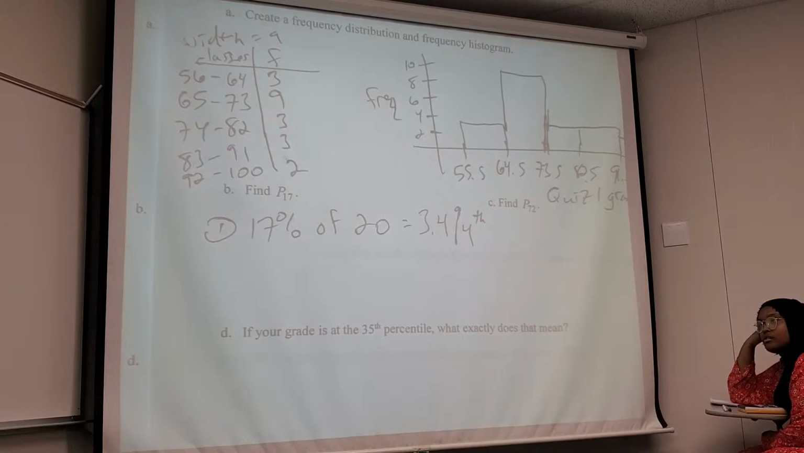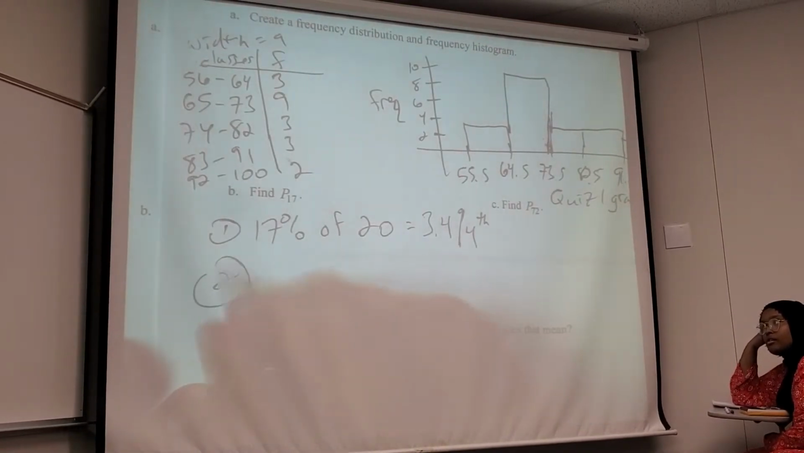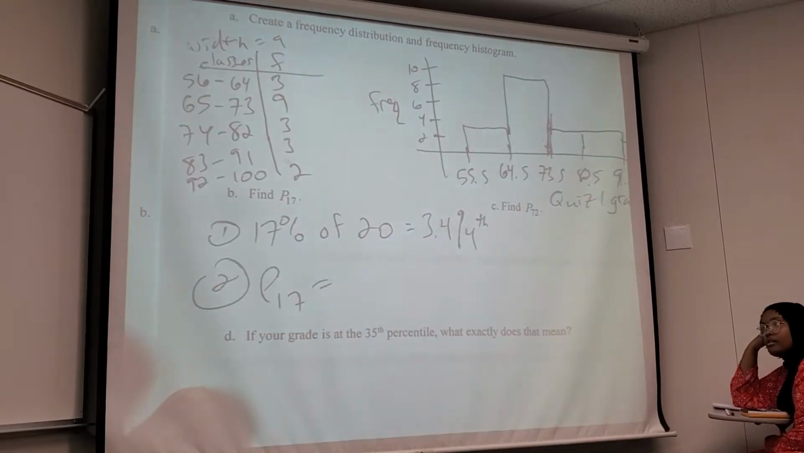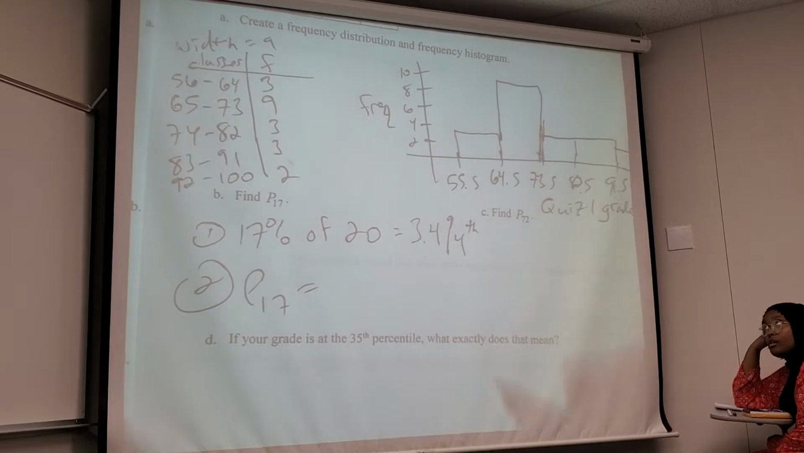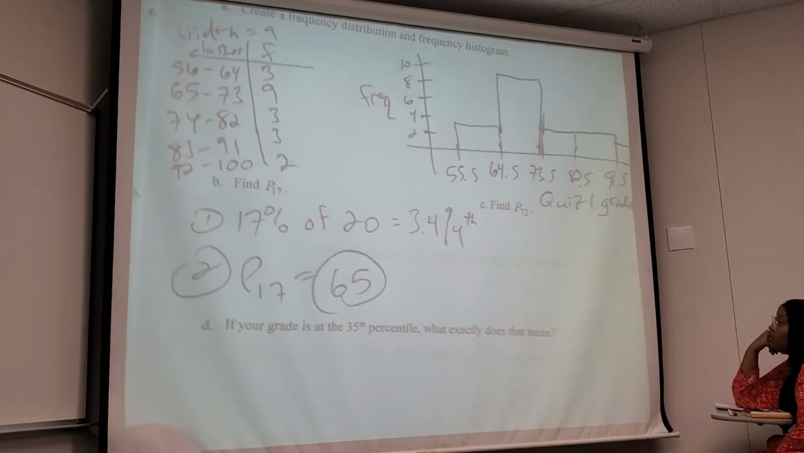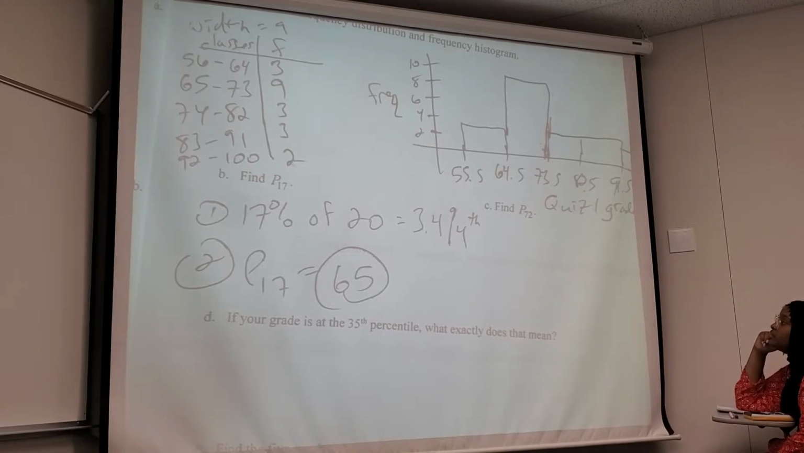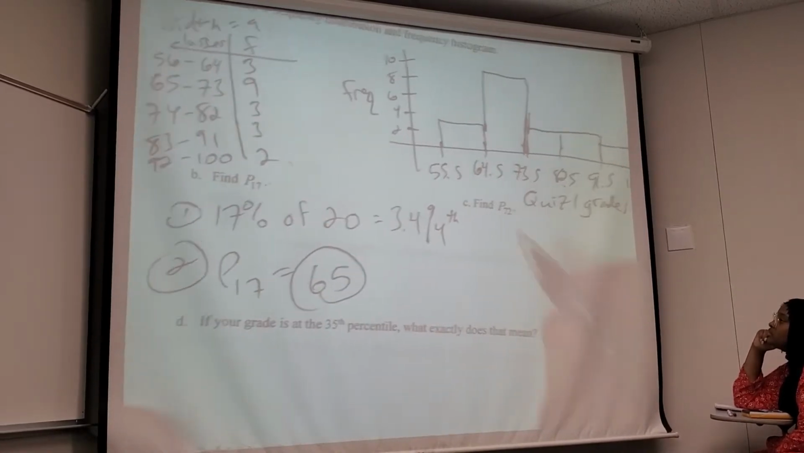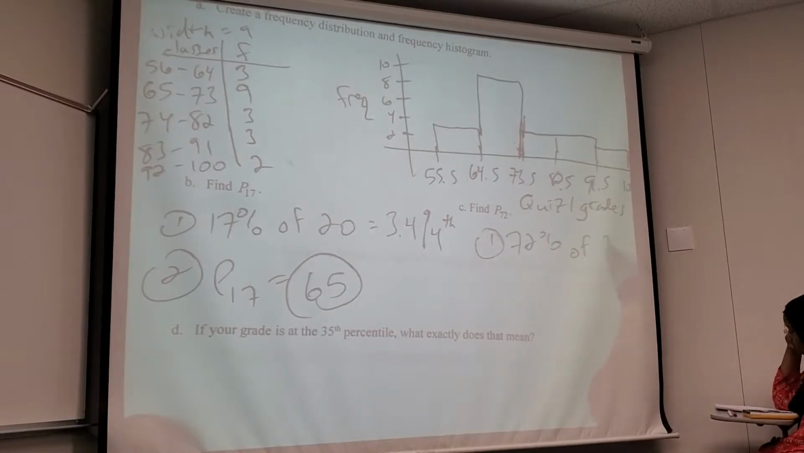So for this one, it's 4. I haven't done the next step yet. I got sidetracked. So what is the answer then? Yeah, the fourth number, which was 65. Okay. And then to do P72, 72% of 20.